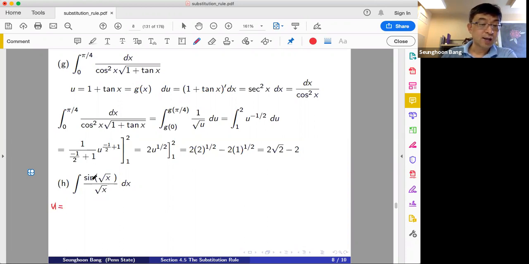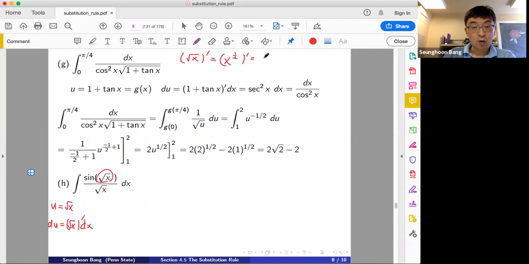Yes. The sine is the outer function. The inside one has root x. We have the square root of x. Find du. The du is the derivative of square root of x, dx. What is the derivative of root x? The root x derivative is x to the 1 over 2, differentiated. You can use the power rule. Yeah, 1 over 2 root x.